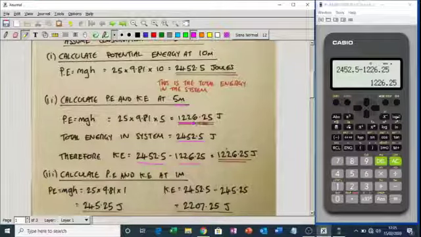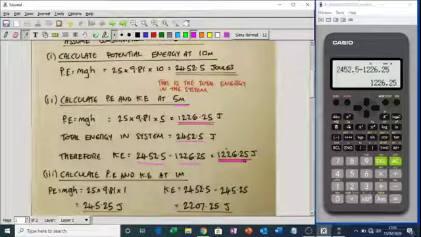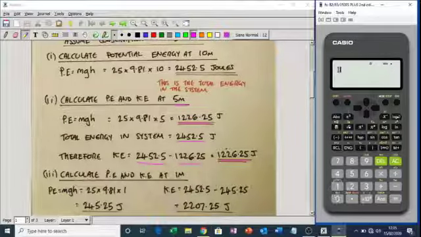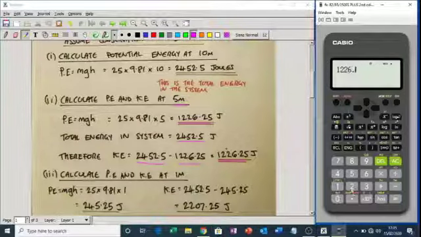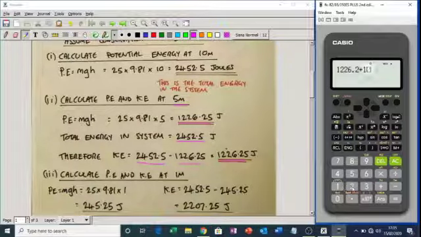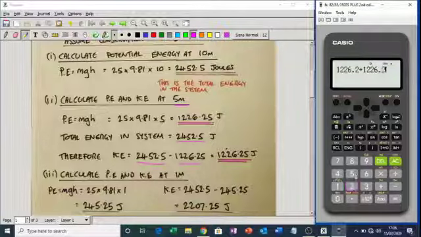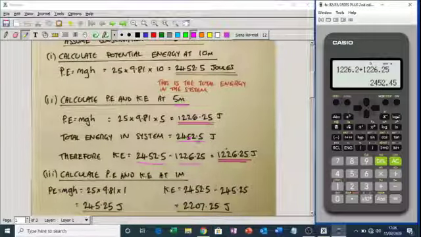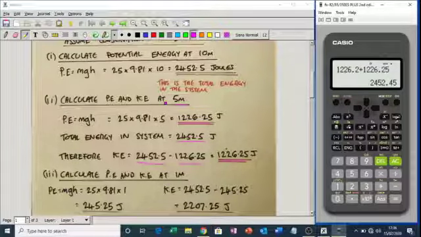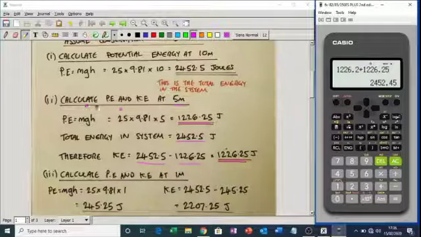Only halfway down, though. So if you add that and that, the total energy in the system is going to be the total of the two. Just to check, 2452.5. So we can only do it by dividing by 2 when it's halfway down. I mean, you can do it when it's a third of the way down or a fifth of the way down. So that's the KE and PE at 5 meters.